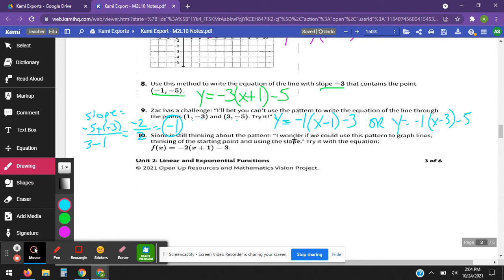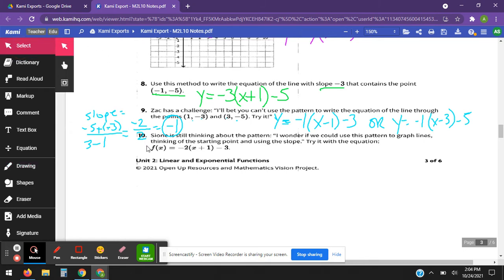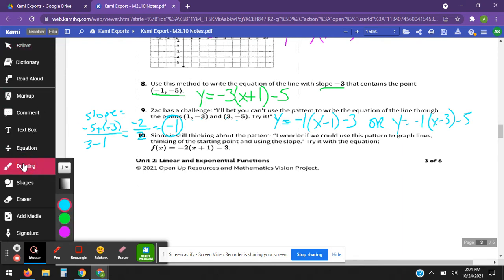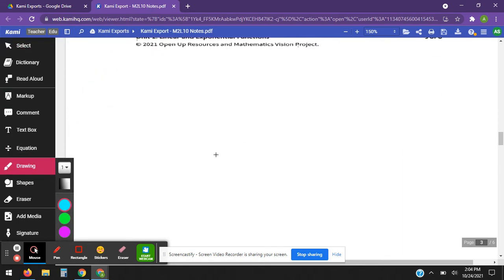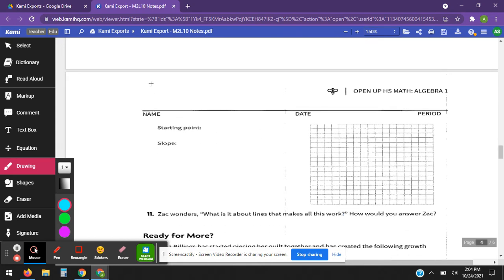Okay, so Sion is still thinking about this pattern and wondering if he could use this pattern to graph lines. Thinking of a starting point and using a slope. Try it with this equation. All right, I'm going to select this, see if it lets me copy and paste, just so I have it to look at. Nope, it won't. Okay, so we'll just write it on the other side.